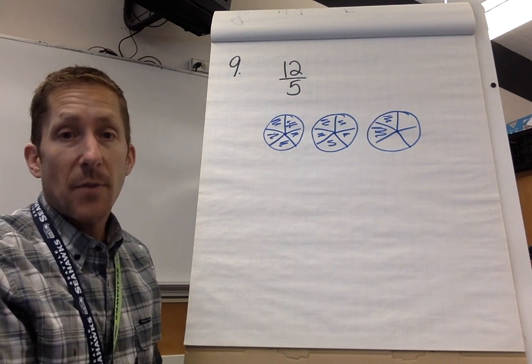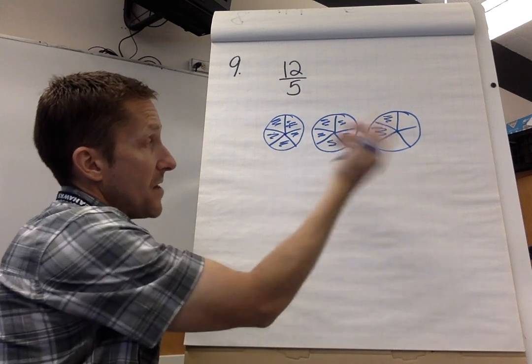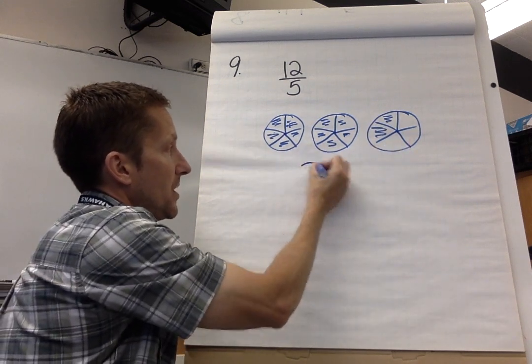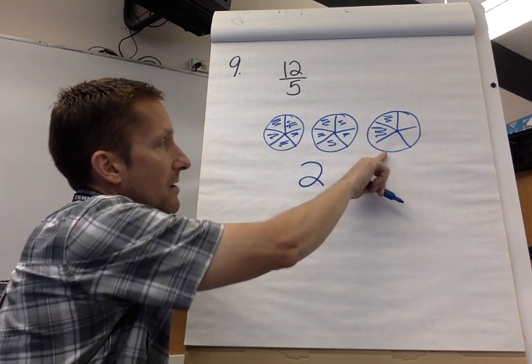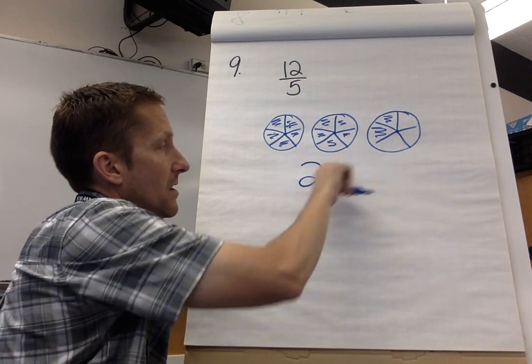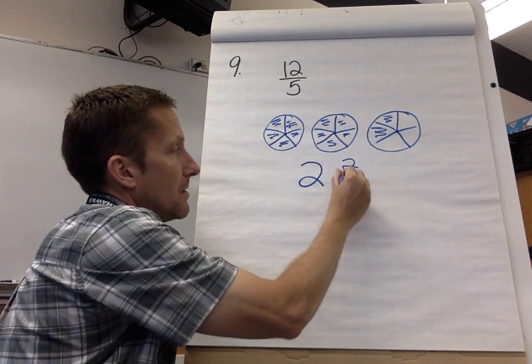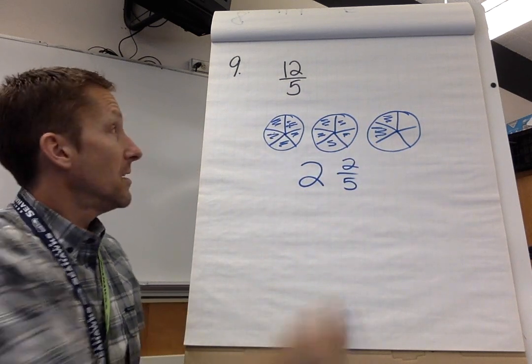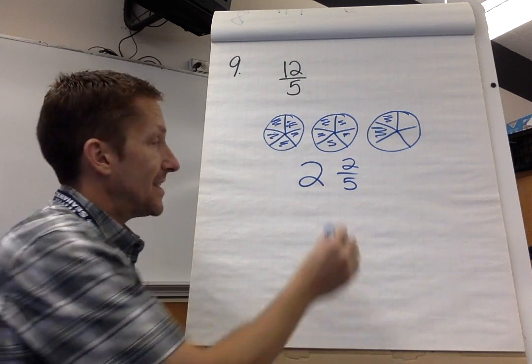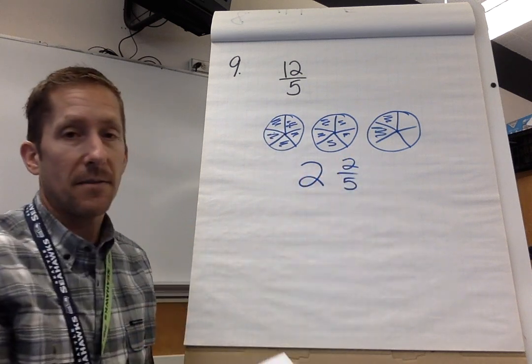Now, what is that also a picture of? How many full pizzas do I have? 1, 2. It's 2. And how much pizza is this one? It's 2 whole pizzas and 2/5 of the next one. So 12/5 is the same thing as 2 2/5.